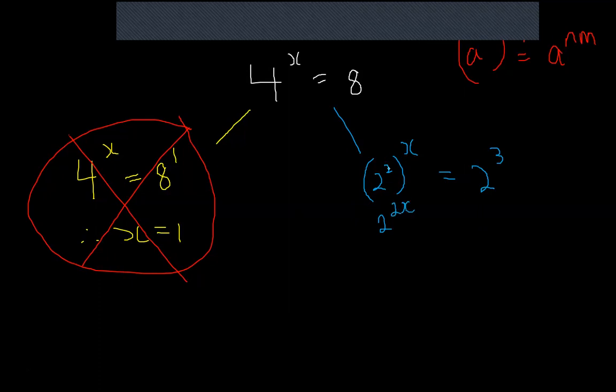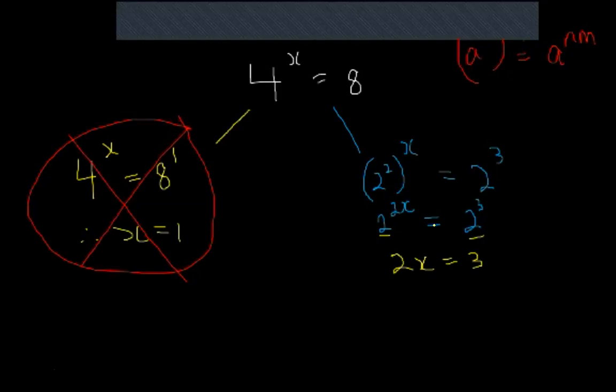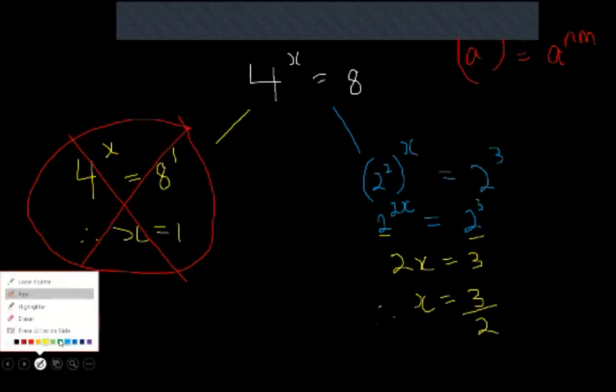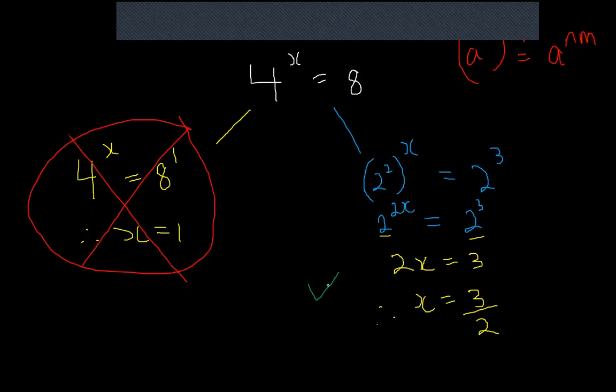How did I get 2x? All I did was multiply these indices, just like my rule says. And this is equal to 2 cubed. Now that my bases are the same, both of them are 2, I could equate their indices. I could say now that 2x is equal to 3, because those are their indices, and I solve for x. X would be equal to 3 over 2. And this right here is the correct way of doing it. This would be my answer if they asked me to solve.